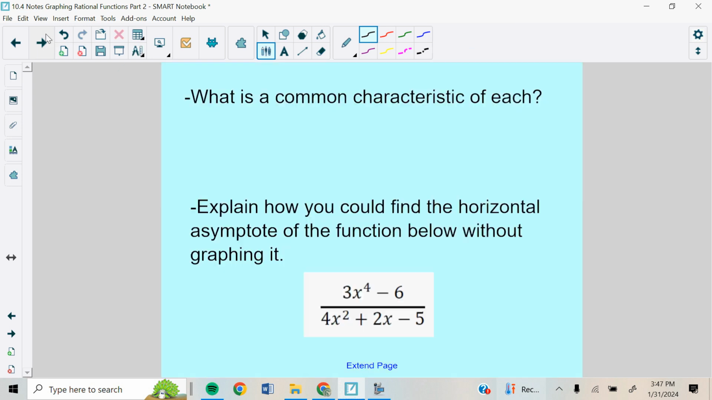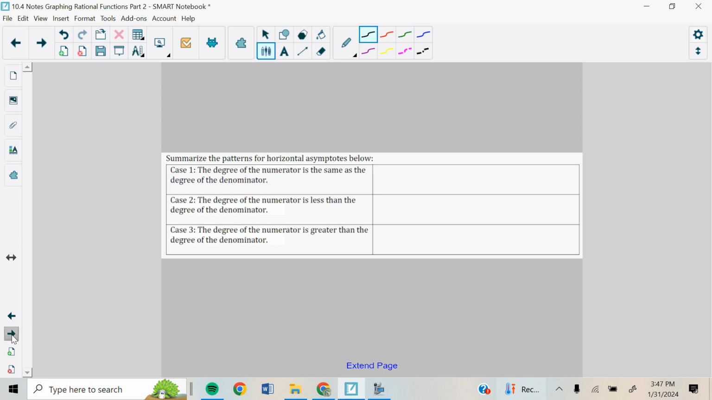So we have this nice little table chart. Let's try that last problem there. It has a higher exponent in the top, 3x to the 4th, and we have 4x squared. So this is going to be a none for our horizontal asymptote. Great, so we have this little table here, and it says case 1, the degree of the numerator is the same degree as the denominator. These are the first problems we worked on, and this is y equals my coefficients. And remember, it's your coefficients reduced, simplify that fraction.